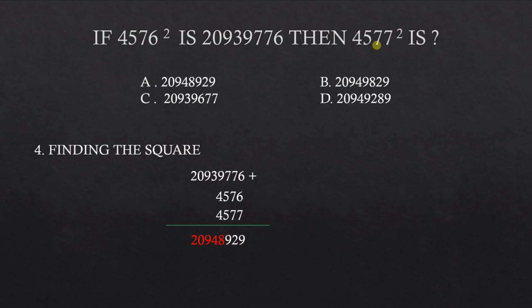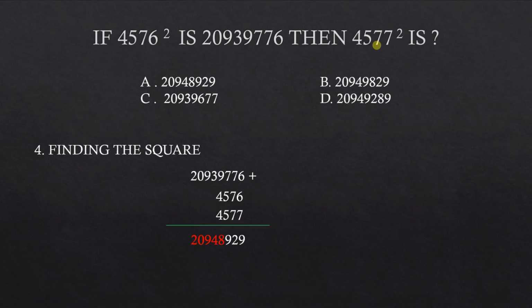Clear? In the same way, if you want to find 29 square, you have to subtract: 900 minus 29 minus 30. You will get 841. Hope you understand. What you have to do is just add 29 plus 30, that is 59, and subtract 59 from 900. You will get 841. Clear?